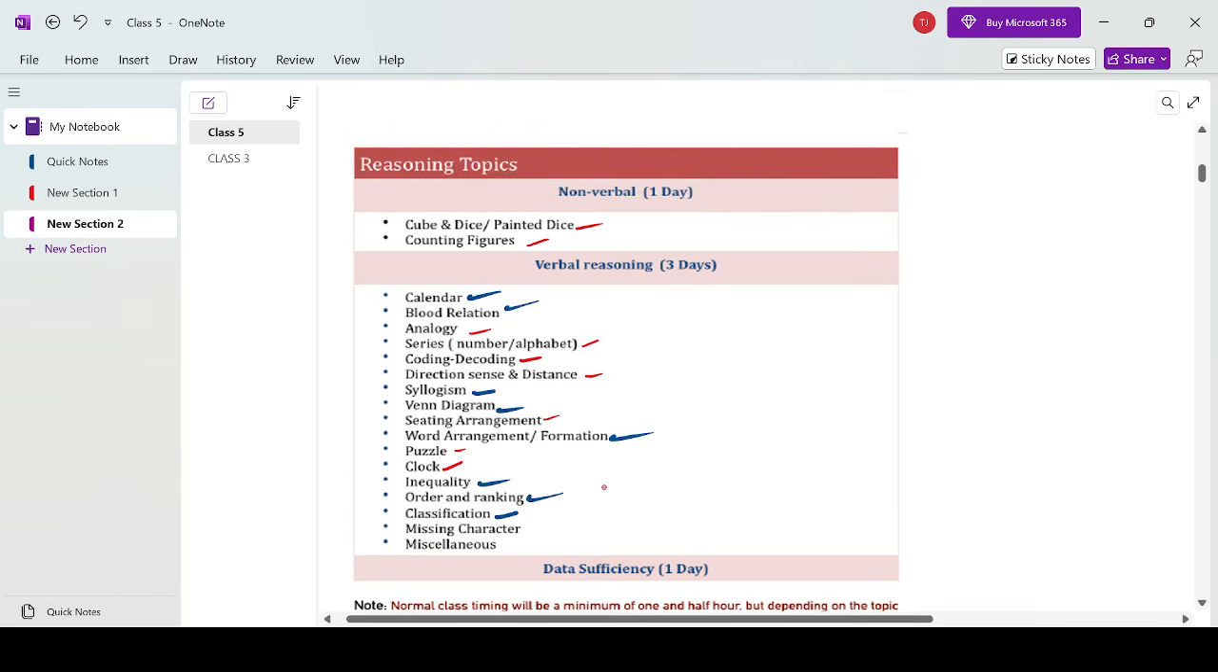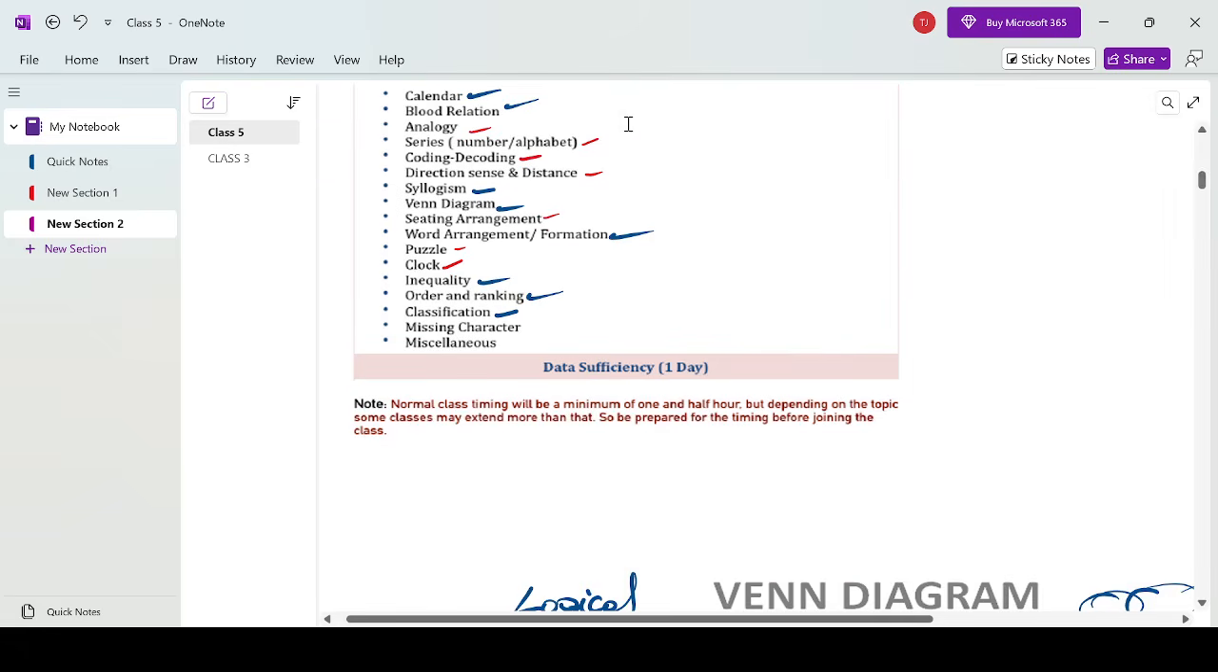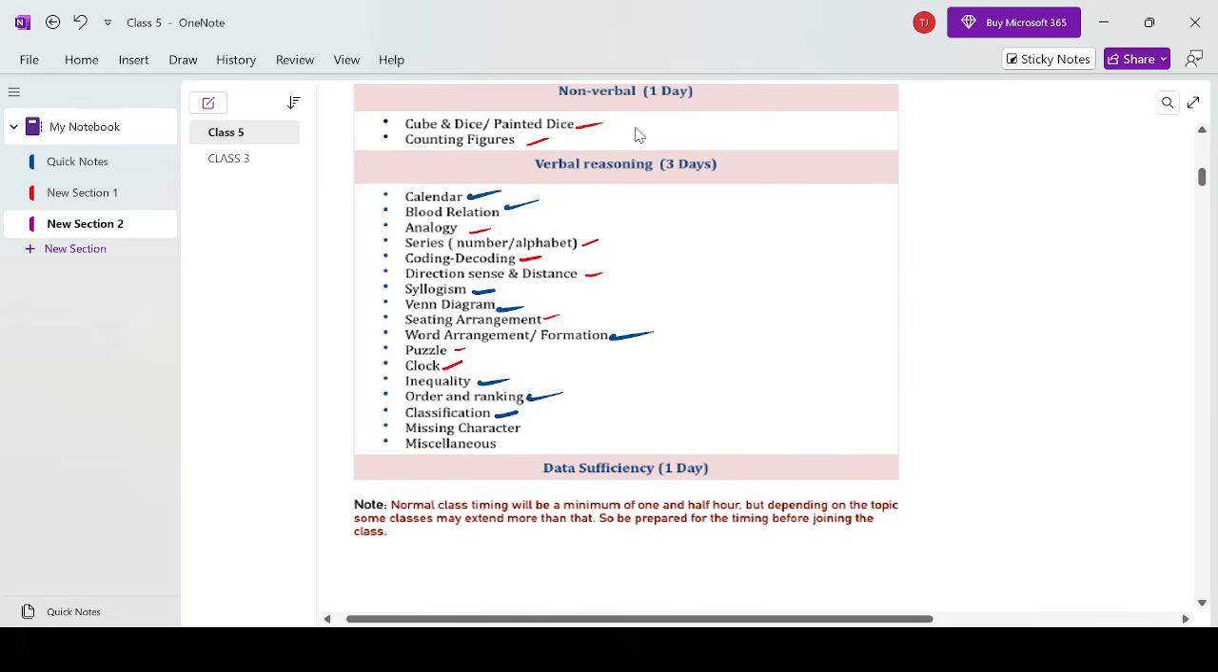Only after that we'll go to data interpretation again. In data interpretation today we'll do statement based questions, which were asked last year.